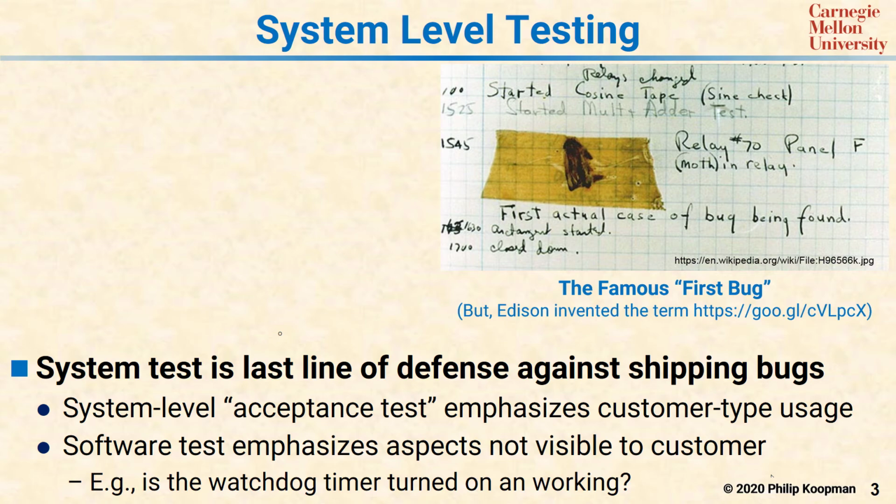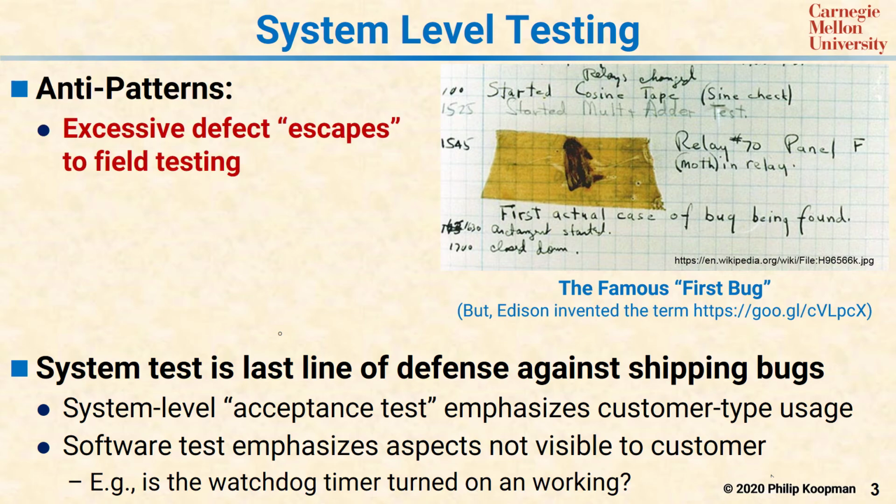The anti-patterns for system-level testing are, first, if you see excessive defect escapes to field testing, in other words, bugs that are not found in testing but are found by customers, that tells you your system-level testing has a problem, and in that case, you probably have problems elsewhere as well.